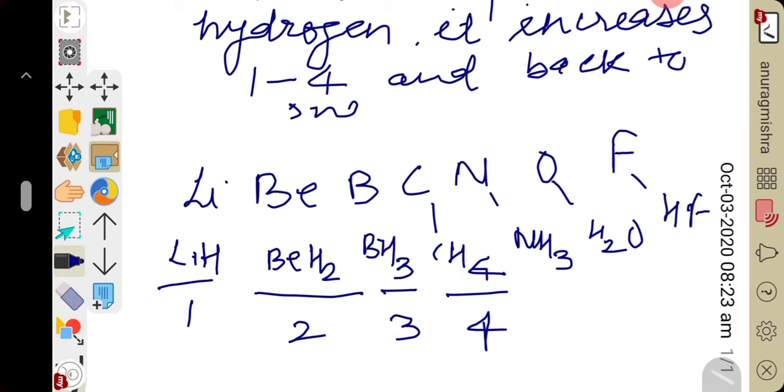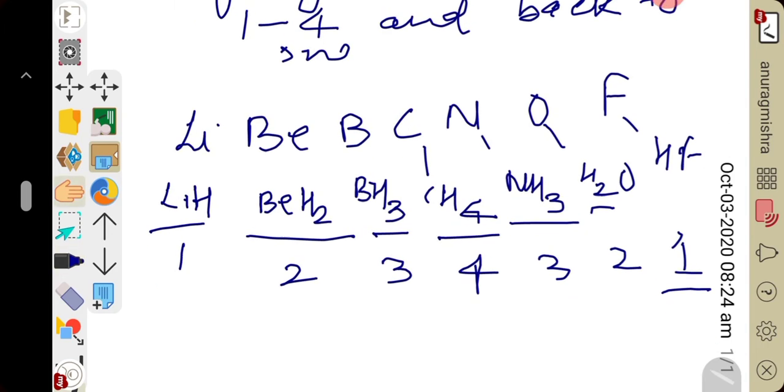Now it will decrease. In ammonia, 3 hydrogens are combined, so valency 3. With oxygen, 2 hydrogens combined, so valency 2. With fluorine, 1 hydrogen combined, valency 1. So as I told you, with respect to hydrogen, first it increases from 1 to 4 and then comes back to 1. I hope you understood. Now let's see with respect to oxygen.